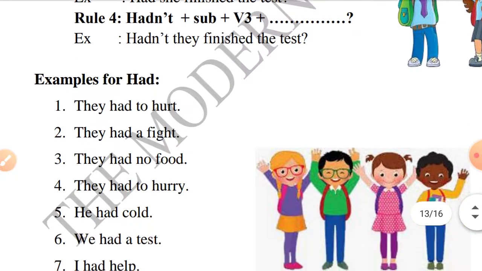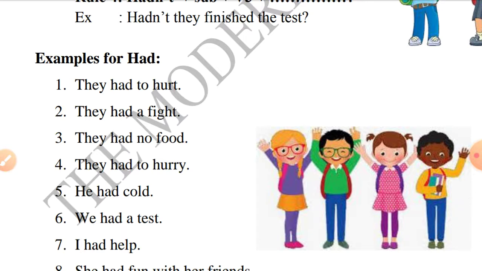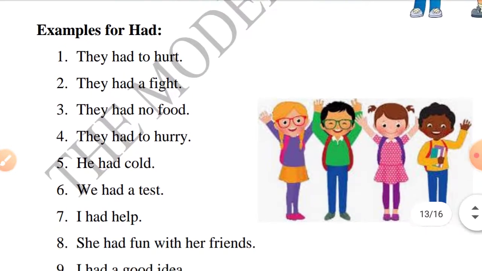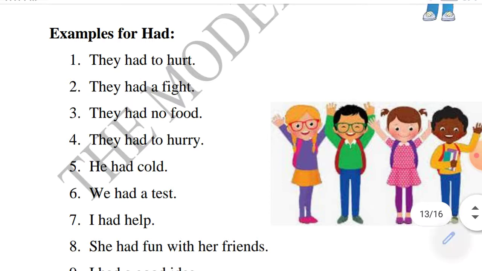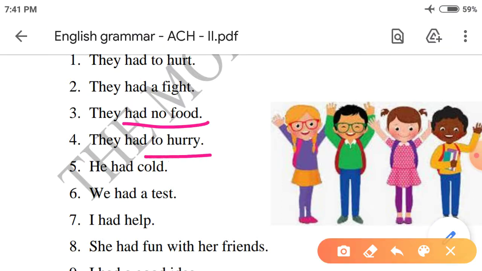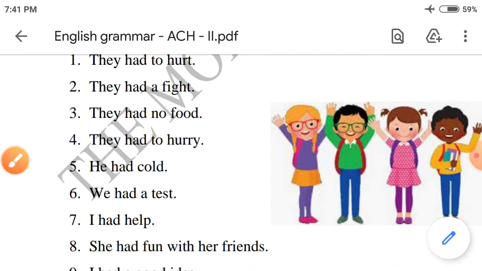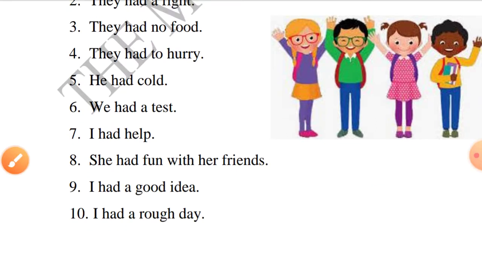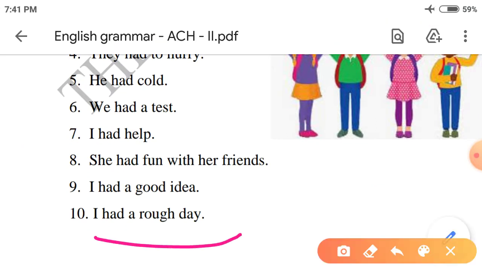Now examples for had. Where do we have to use had? In the past tense of have form. So here: they had to hurry. They had a fight. They had no food. He had a cold. We had a test. I had help. She had fun with her friends. I had a good idea. I had a rough day. So whatever the subject may be, singular or plural, for the past tense the have form verb is had.